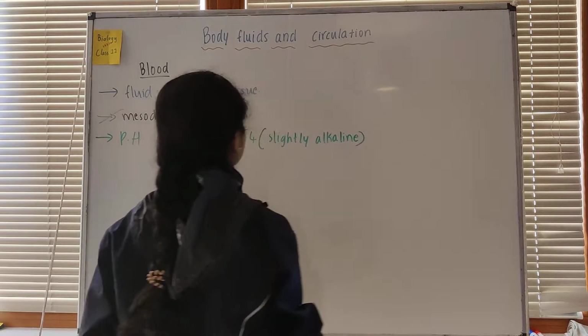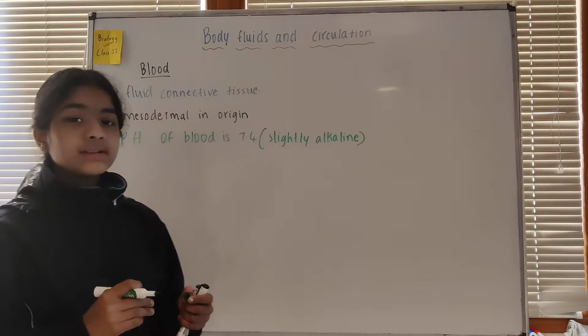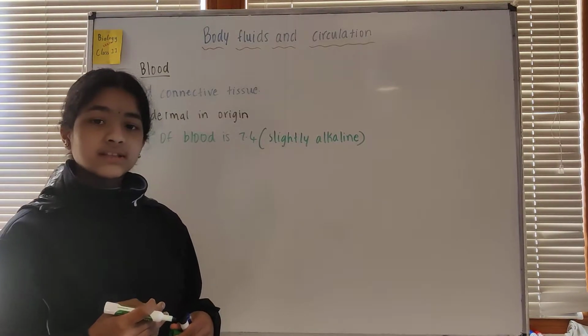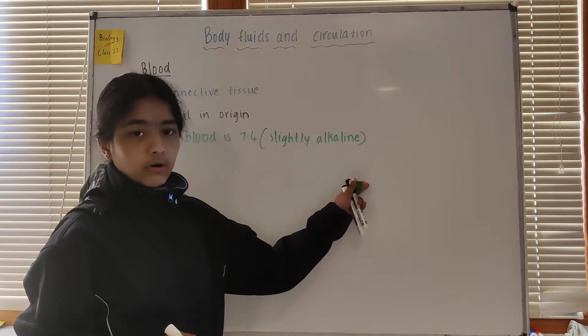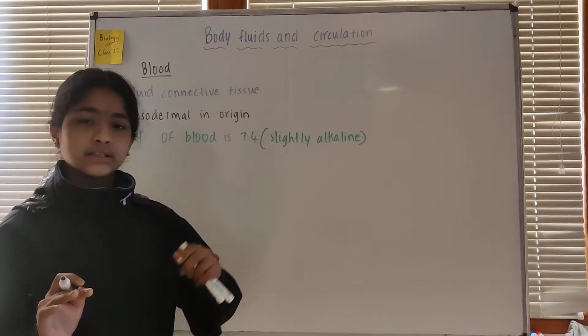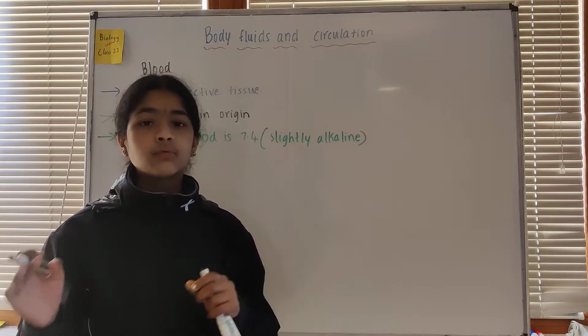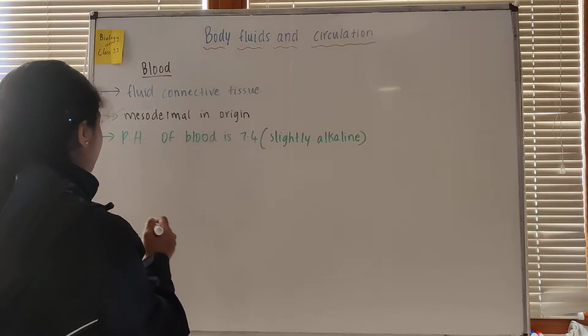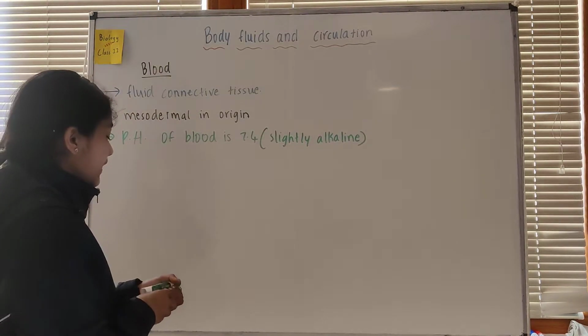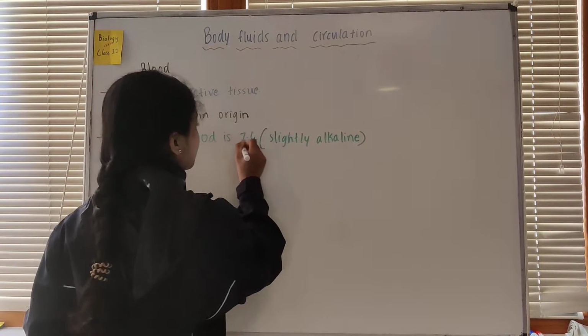So if something is less than 7, that means it's acidic, and if it's more than 7, it is alkaline or basic. So we know that the pH scale has 0 to 14. So 0 to 7 is acidic and 7 to 14 is basic or alkaline. So in this case, blood has a pH of 7.4, so it is alkaline.